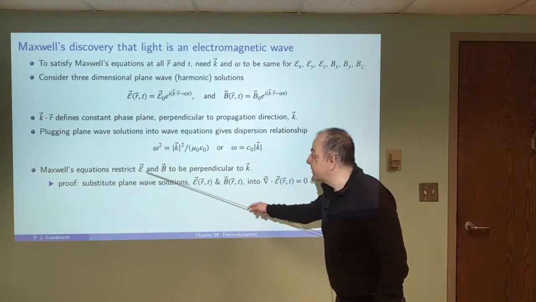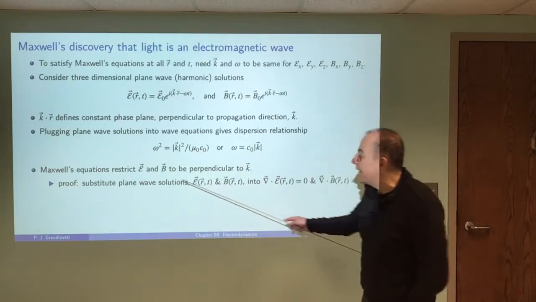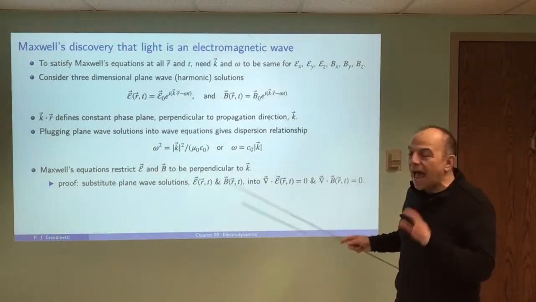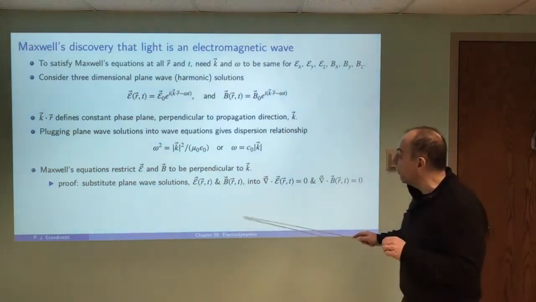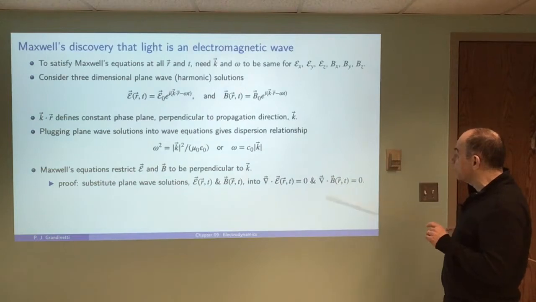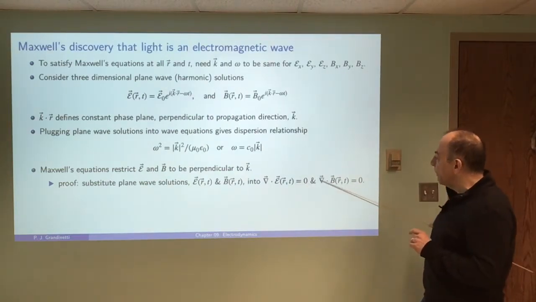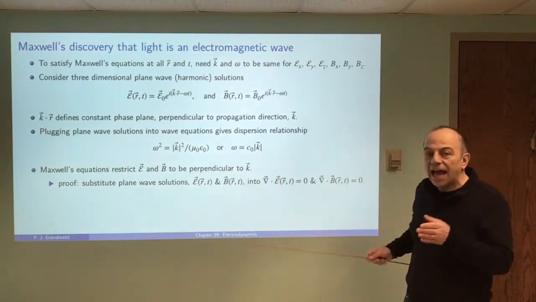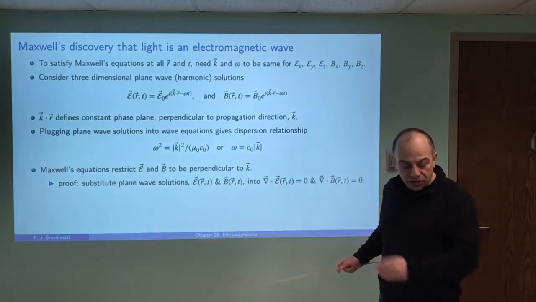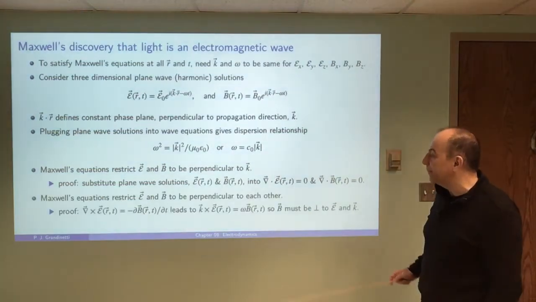Next thing that you learn is that Maxwell's equations tell you that the E field and the B field have to be perpendicular to the direction of propagation. And you get that from just substituting them into Gauss's law for electricity and magnetism, for E fields and B fields. This constraint here shows you that the E and B field have to be perpendicular to the direction in which the wave is propagating.